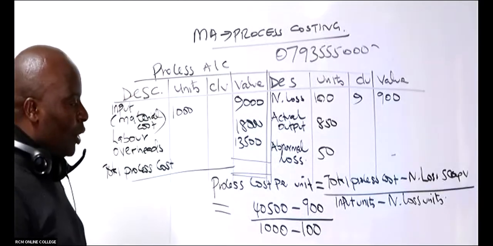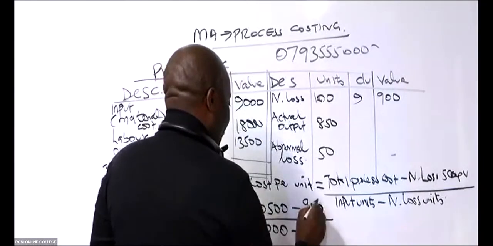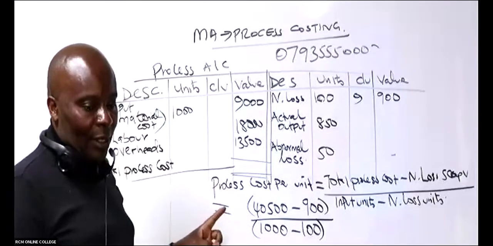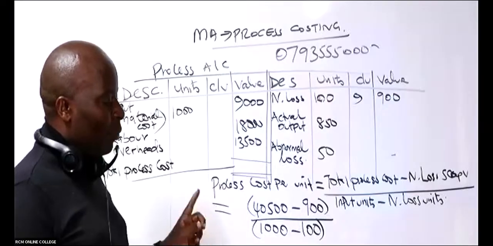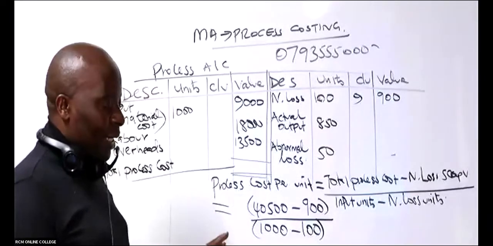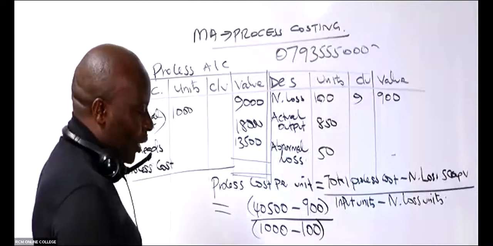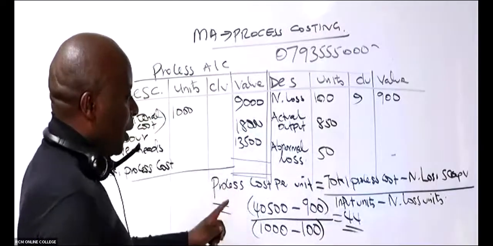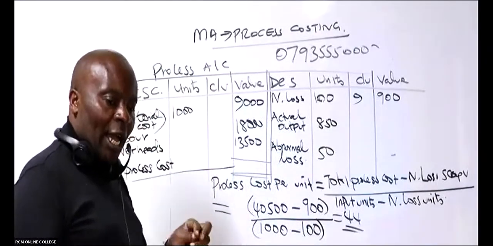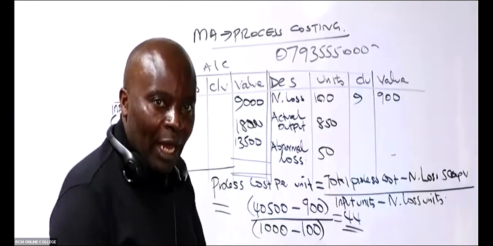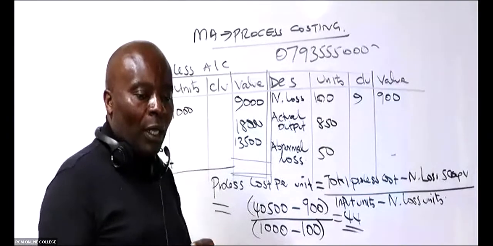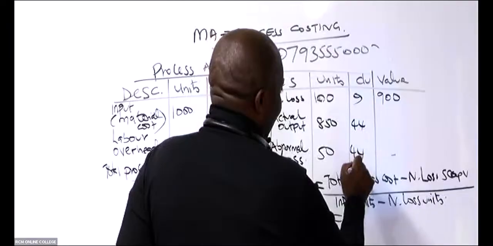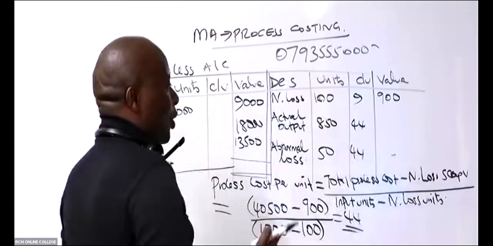So is there someone who is able to do their abracadabra here until they give us the final answer? So you say open brackets 4,500 minus 900 close, divided by open brackets 1,000 minus 100 close. These ninjas are giving me a figure of 44. So remember, 44 is process cost per unit, applicable for actual output, abnormal loss, and what we shall be calling abnormal gain. So here you put 44 like that.